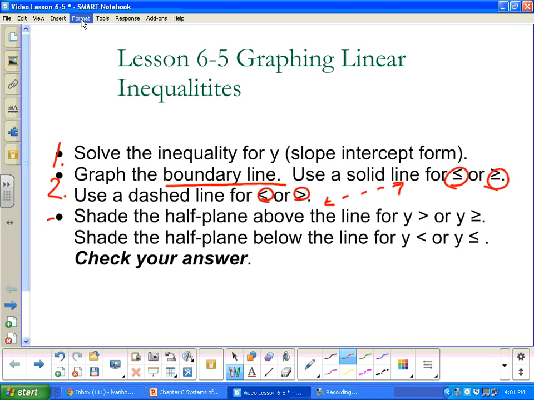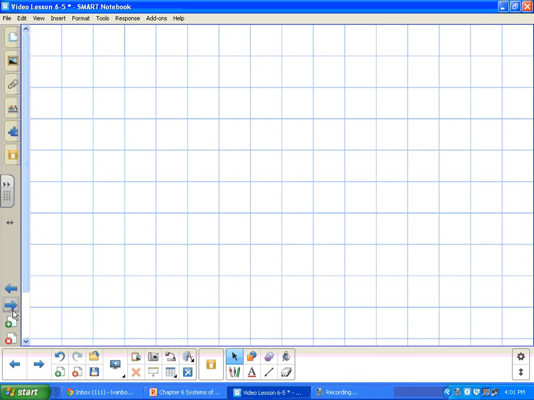Finally, the third step. You'll shade the half plane above the line for inequalities that are y greater than or y greater than or equal to. And you'll shade the half plane below the line if y is less than or if y is less than or equal to. Finally, you'll check your answer by choosing a point and making sure that it makes the inequality true. Let's take a look at some examples.